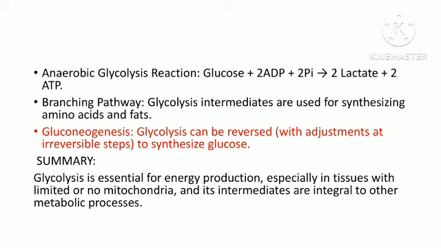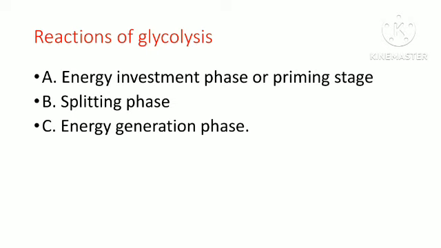Summary: glycolysis is essential for energy production, especially in tissues with limited or no mitochondria, and its intermediates are integral to other metabolic processes. Reactions of glycolysis: A, energy investment phase or priming stage; B, splitting phase; C, energy generation phase. Energy investment phase. Glucose phosphorylation.